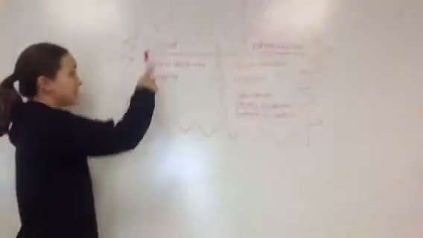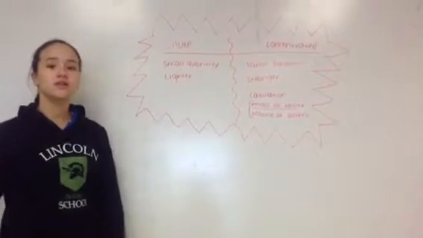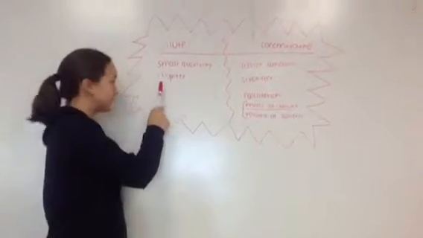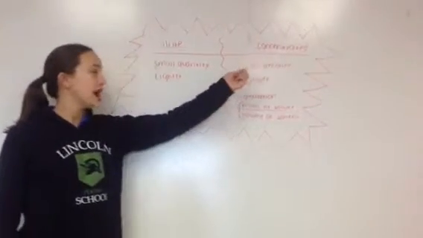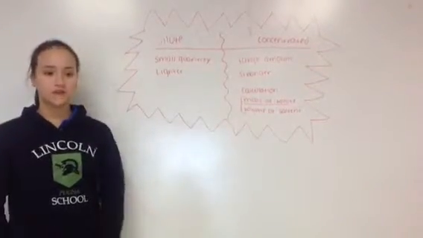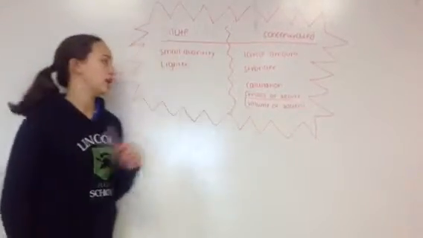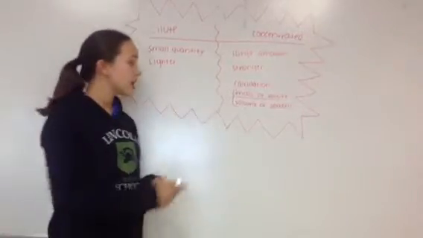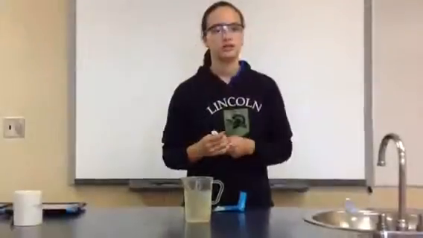A solution is either dilute or concentrated. The major difference between these two is that a dilute solution has a small quantity of solute in a given volume, which makes it have a lighter color and taste. A concentrated solution has a large amount of solute in a given volume, which makes it have a stronger and darker taste and color. Concentration can be calculated this way: you divide the mass of the solute by the volume of the solvent.